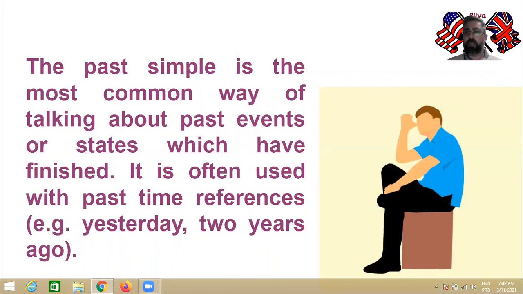Well, the past simple, like the name is saying, is to talk about things of the past. And it's the most common past tense of all. It's actually the most common way of talking about past events or states which have finished. So remember this: when we're talking about something of the past and the action or the state had finished, then we usually use past simple. When the state or the action is still happening, then we use a different verb tense, but we're not focusing on this one right now.